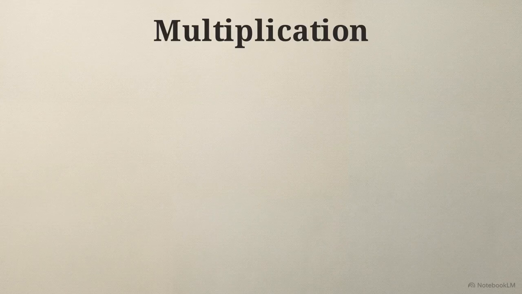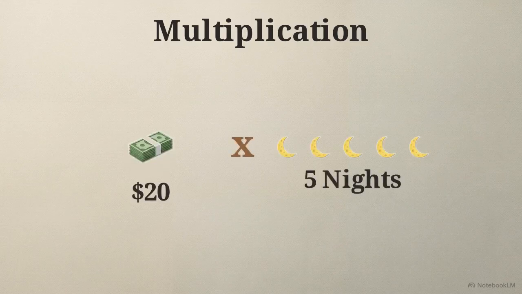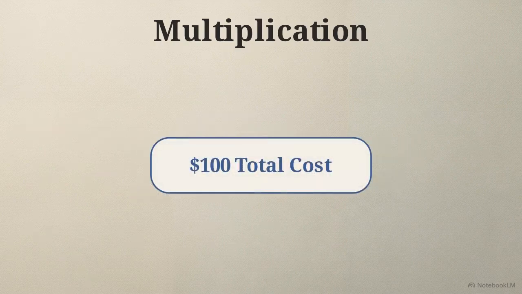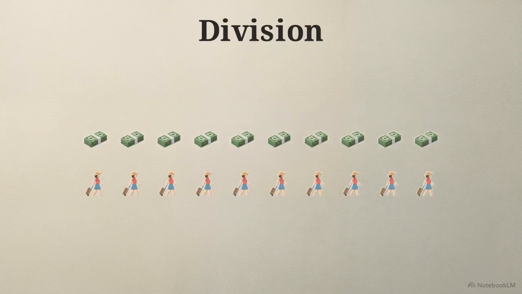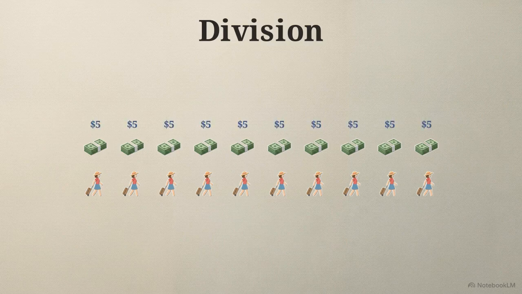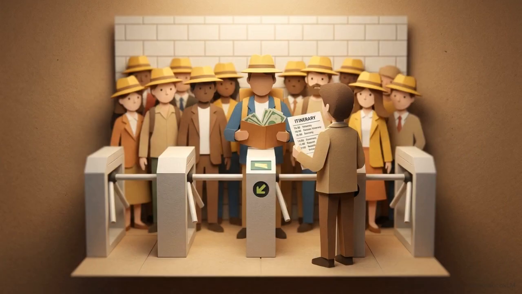Multiplication allows us to build a budget. If a hotel room costs $20 a night and we stay for 5 nights, multiply those numbers to find the total cost. Finally, division makes sharing fair. If 10 people share a $50 restaurant bill, we divide 50 by 10 to see that everyone pays $5. Using these basic calculations helps you keep a firm grip on your schedule, your budget, and your group.